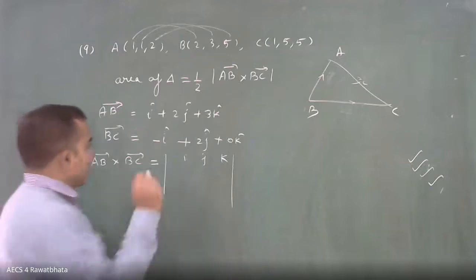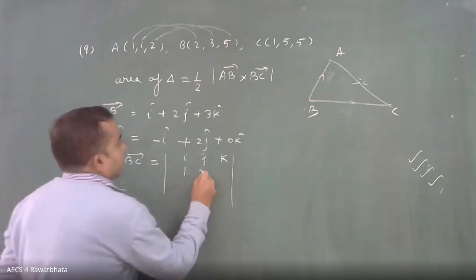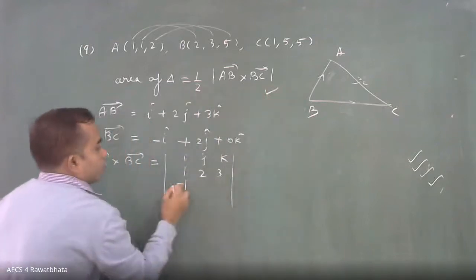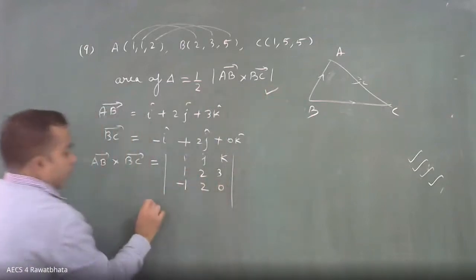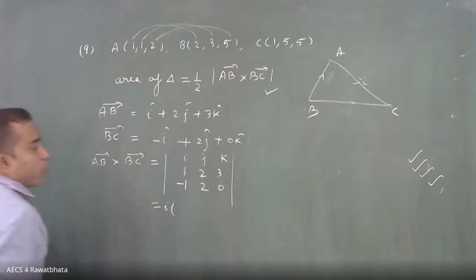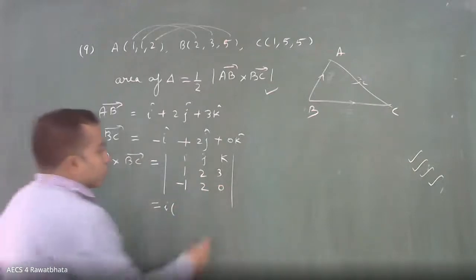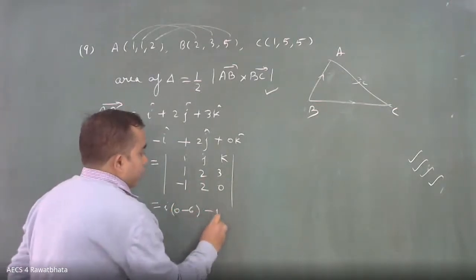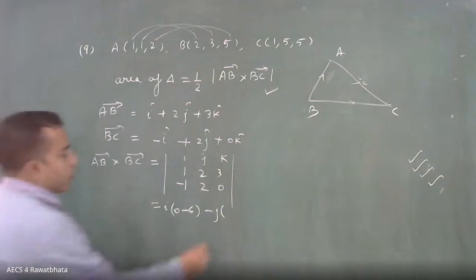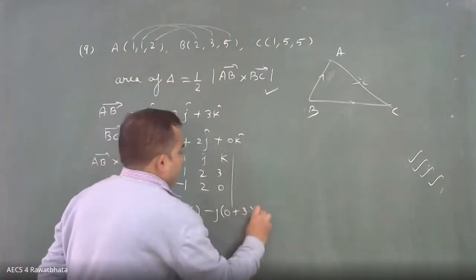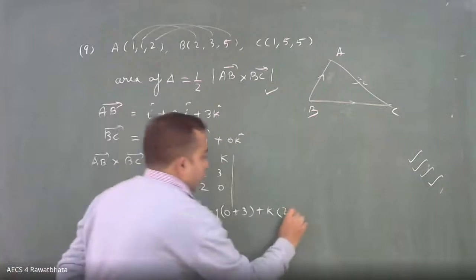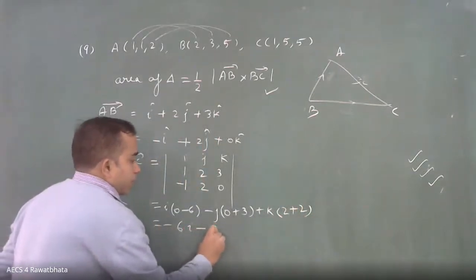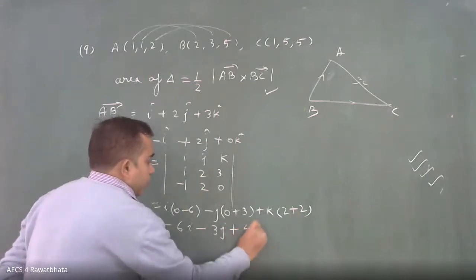For this, we find the cross product with i, j, k, 1, 2, 3, as per the form 1, minus 1, 2, 0. Let us expand it, and if you expand, it should be 0 minus 3, minus j multiplied with 0 plus 3, plus k multiplied with 2 plus 2. It will be minus 6i minus 3j plus 4k.